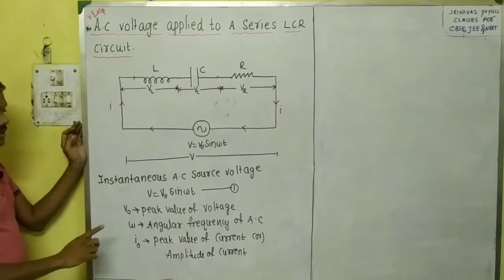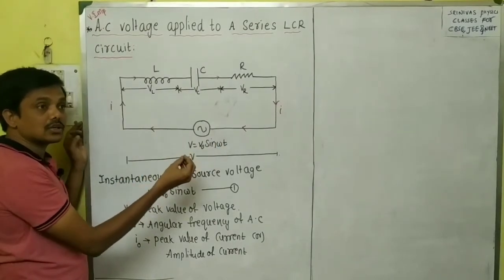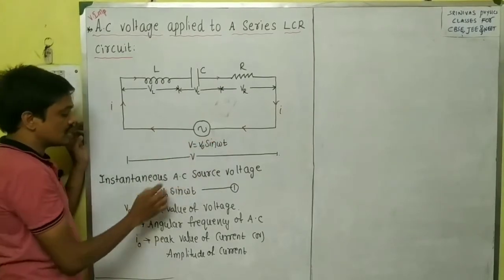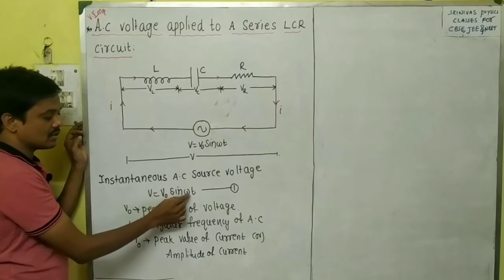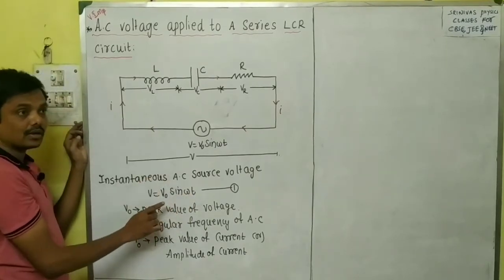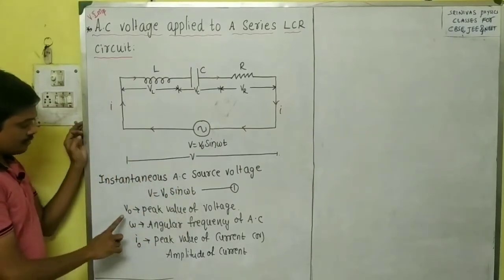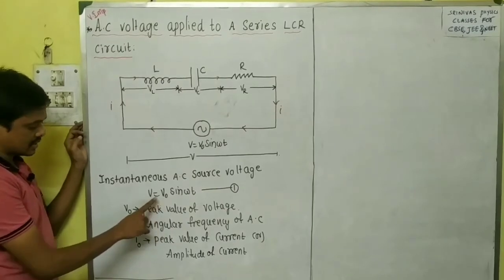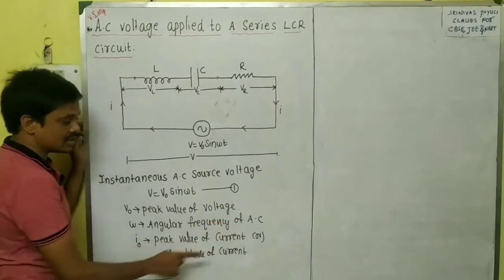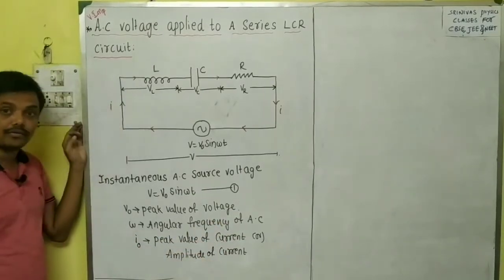In this, the source voltage does not change. Whether AC is applied to a resistor, inductor or capacitor, whatever it may be, the source voltage we always take as V equal to V naught sin omega t, because the voltage is alternating and varies with time. V naught is the peak value of voltage, omega is the angular frequency of AC, and I naught is the peak value or amplitude of current.